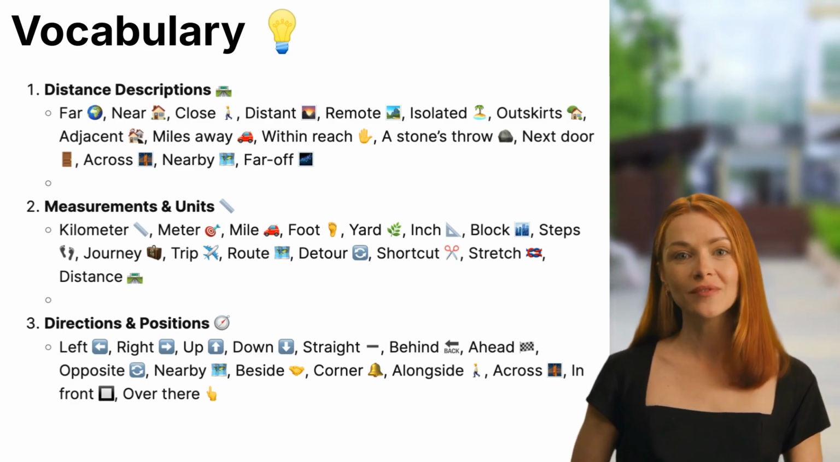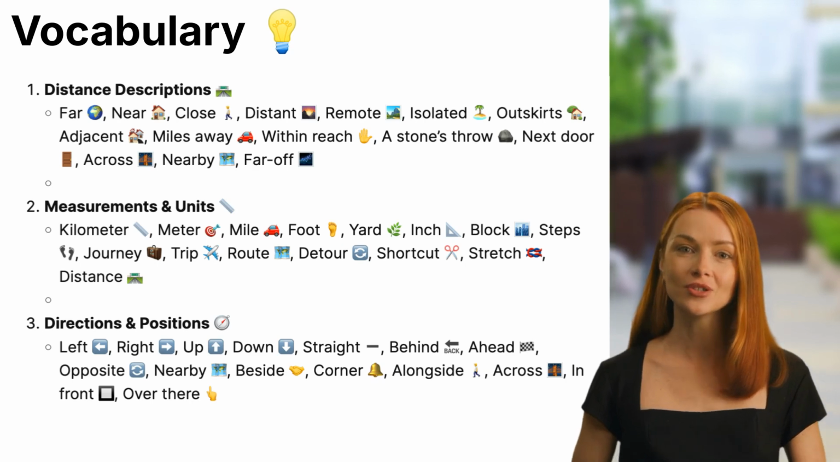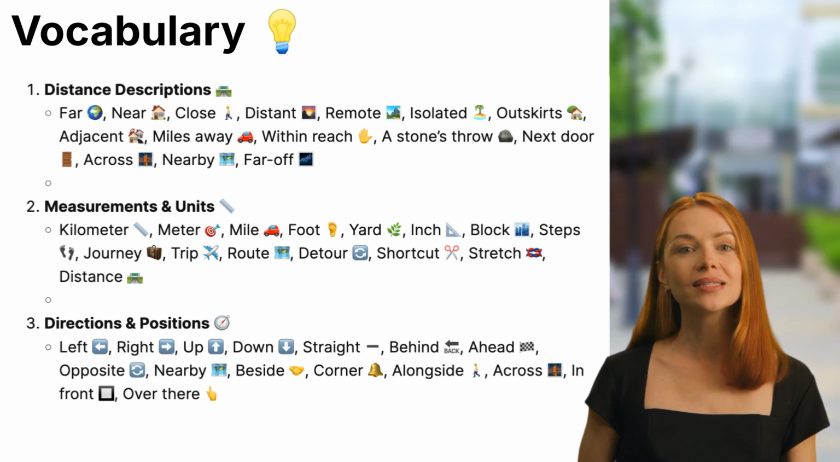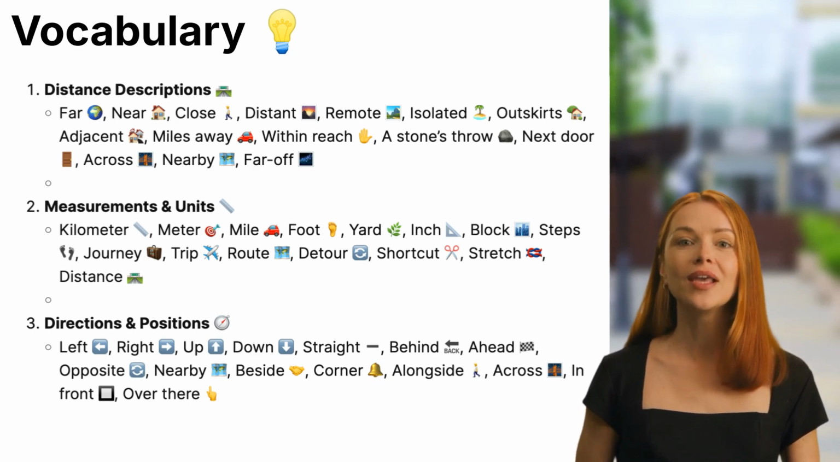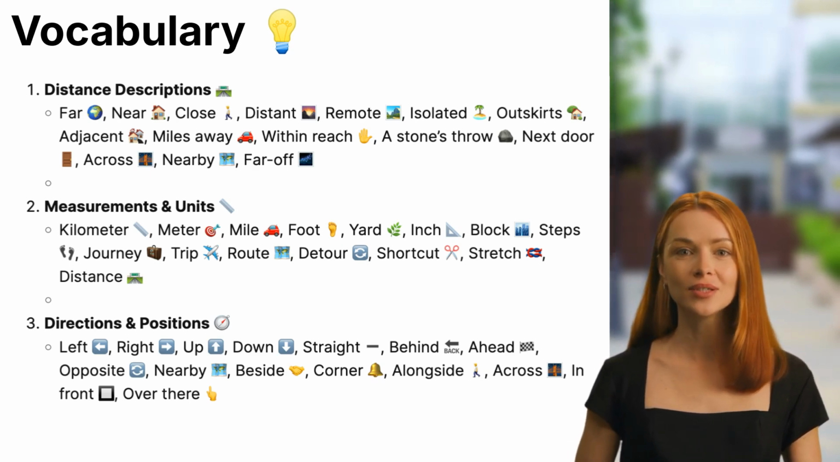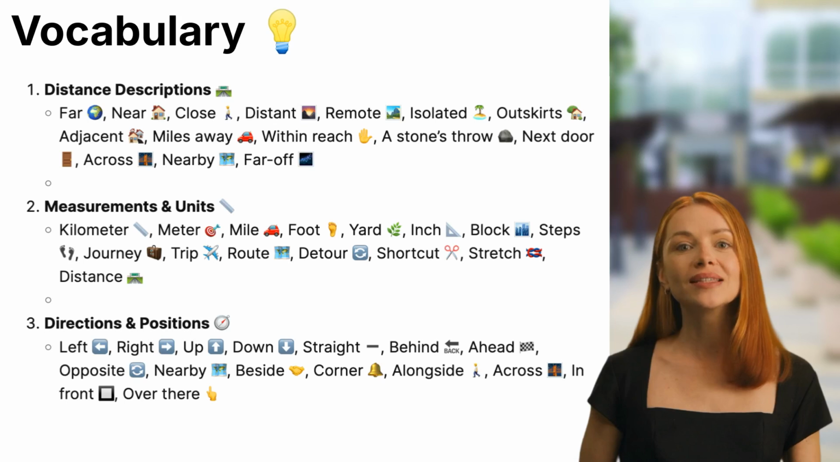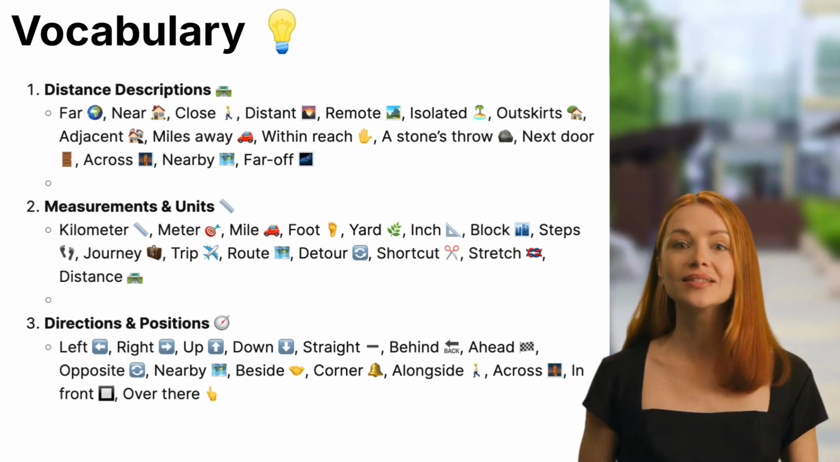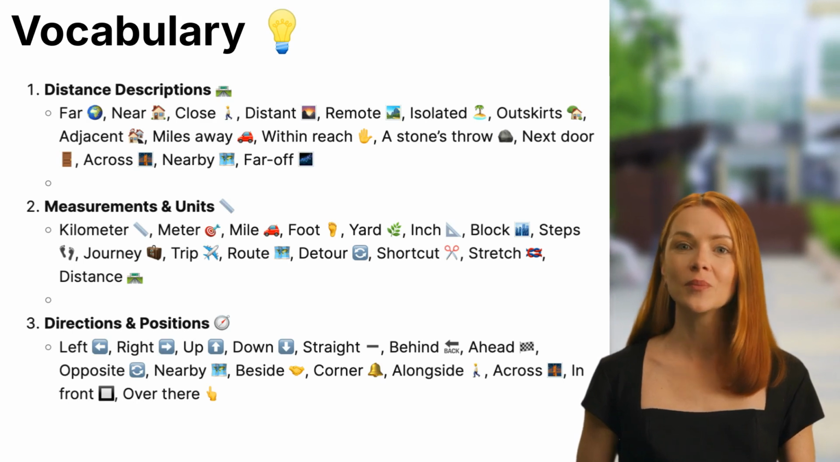Journey, the act of traveling from one place to another. Trip, a short or long travel activity. Route, the path you take to get somewhere. Detour, a longer way around when the usual route is blocked. Shortcut, a quicker way to reach your destination. Stretch, a specific part of a road or area. Distance, the measurement of space between 2 points.